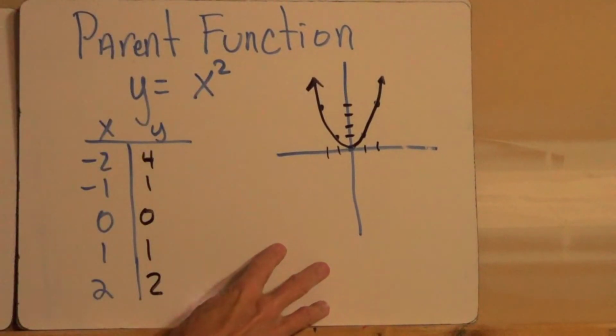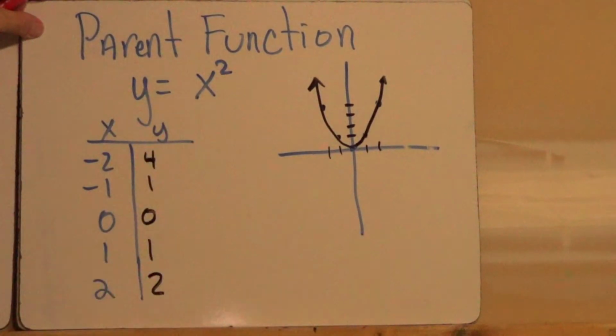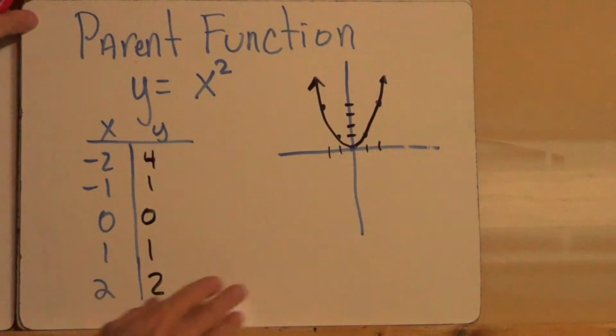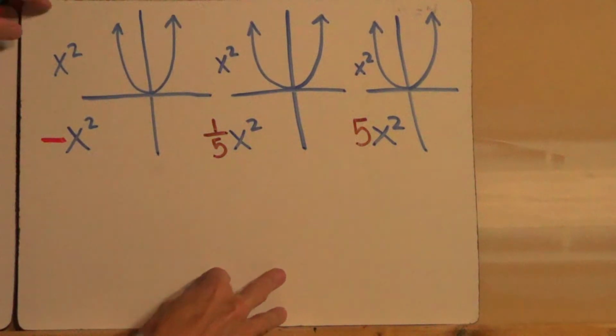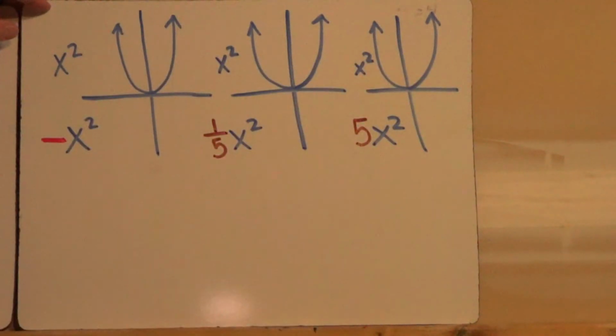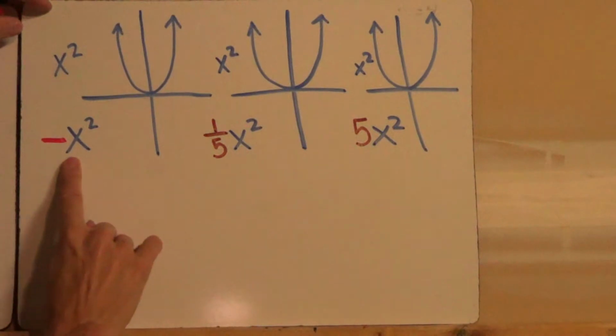So I want you to write the parent function again in your notes. Make sure you have that down. We went over it yesterday. Pause the video, copy it into your notes right there. And then what we want to do is have the parent function on the graph. And now, I want you to put a template.